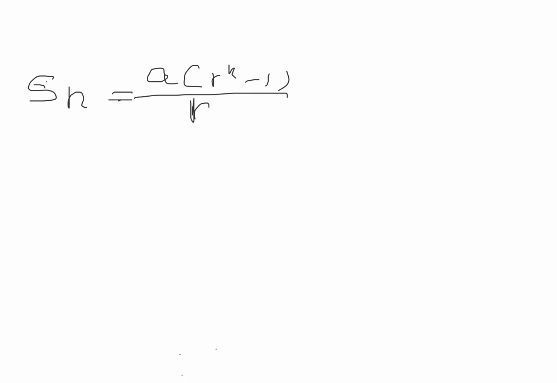Now we know our A, we know R, right? So S common, right? The common formula for the sum of the n terms is equal to A times R^n minus 1 divided by R minus 1. Okay. So then you can apply it, because you have to find out S5 or S4, right?